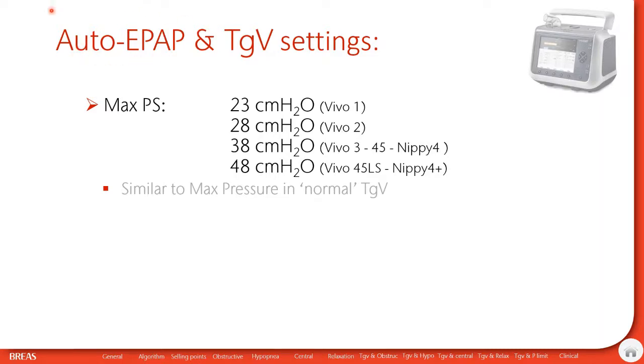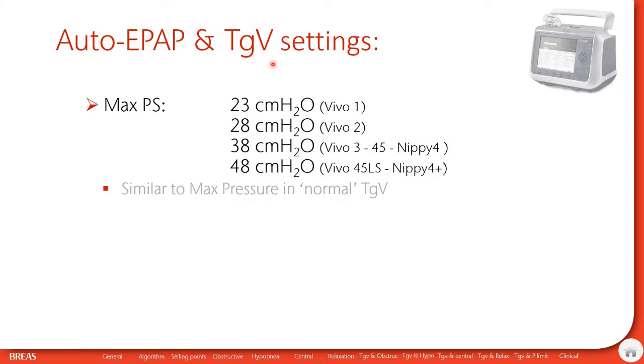When auto-EPAP is used in combination with target volume, that is of course a different picture, as now we're combining an algorithm which will change the expiratory pressure together with the well-known algorithm which will change the inspiratory pressure to reach the preset selected target volume.